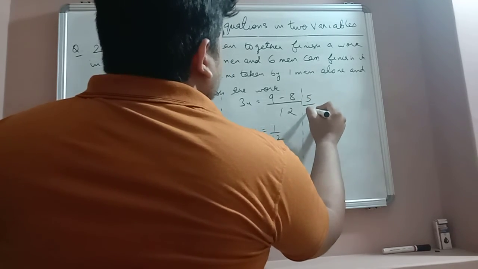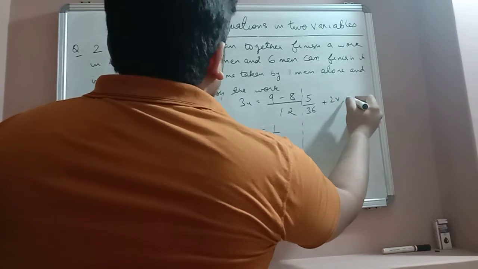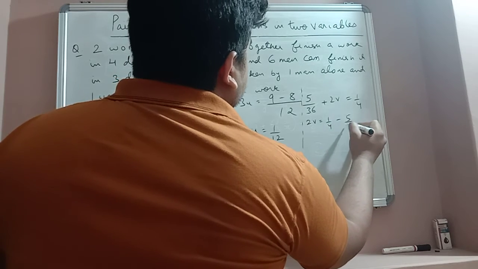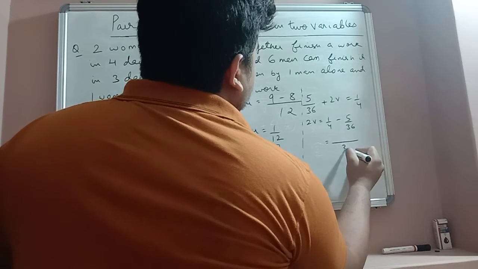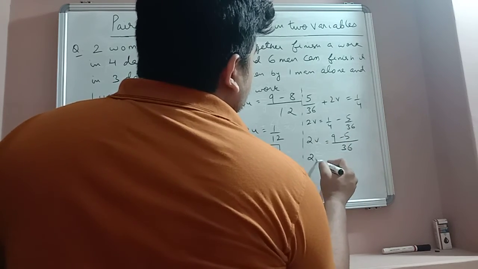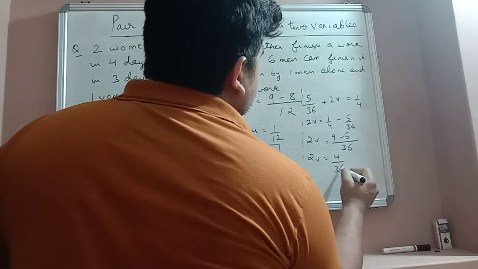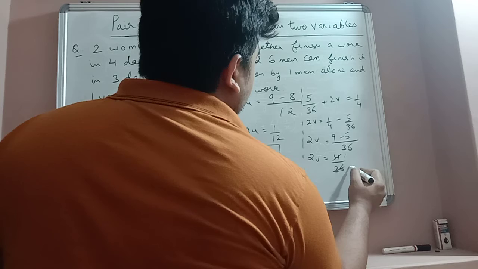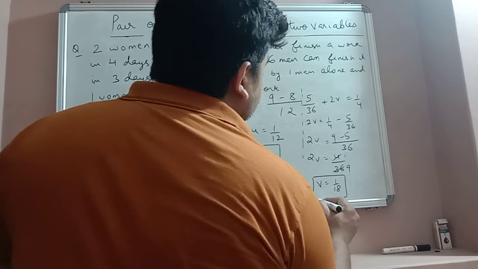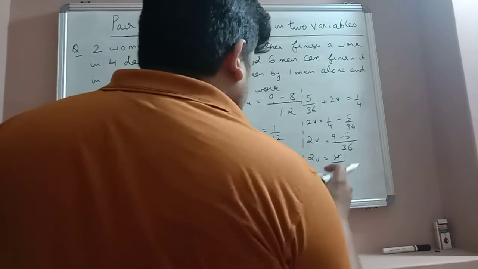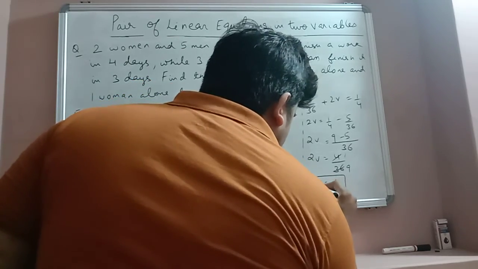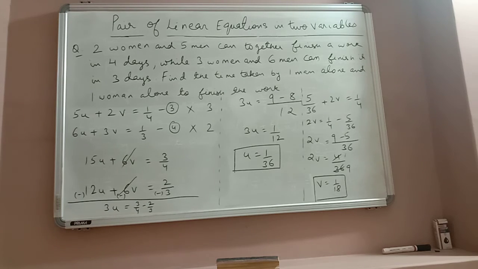Five times u, that is 5 by 36, plus 2v equals 1 by 4. 2v equals 1 by 4 minus 5 by 36. Taking LCM, 36 is the LCM. 9 minus 5, 2v. 2v equals 4 by 36. This is cancelable. Or v equals 1 by 18. So we have got the value of u as well as the value of v.